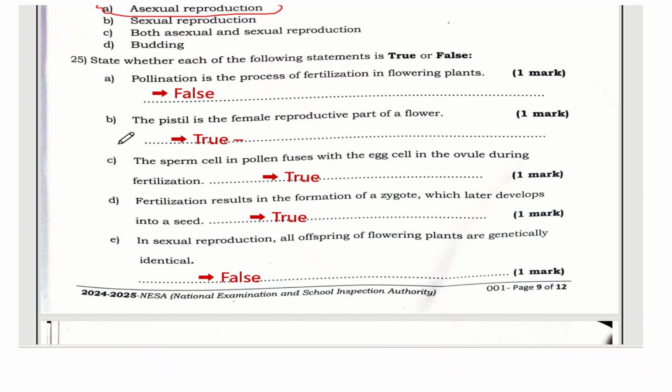I've already answered it, but I will tell you why I made this answer. A. Pollination is the process of fertilization in flowering plants. The statement is false, because pollination is the transfer of pollen from the anther to the stigma, and fertilization occurs later when male and female gametes fuse. That's why it's false.